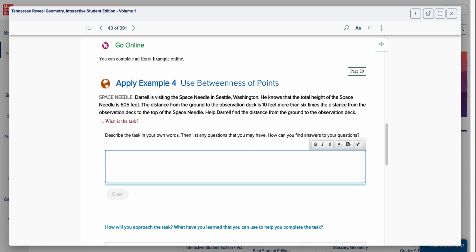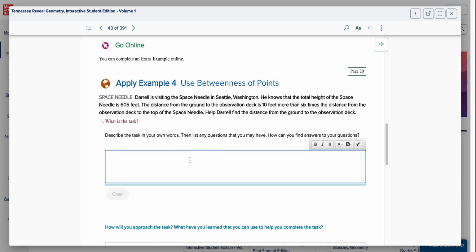But here's where people get stuck. Is this 10 feet more than 6 times the distance of their observation deck? We don't even know what the distance of the observation deck is, so that is going to be your x. The distance of the observation deck is your x. 6 times that is going to be 6x. More means to add, so you're going to add 10. So you're looking at 6x plus 10. That is your entire equation.